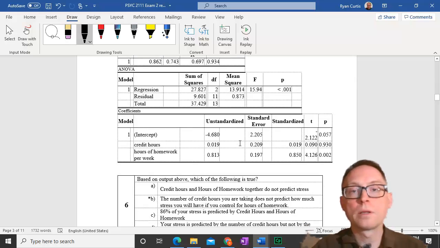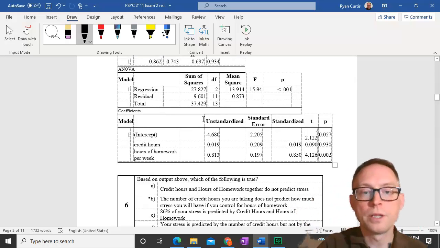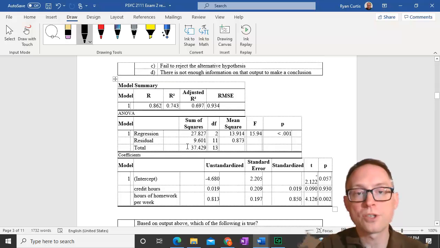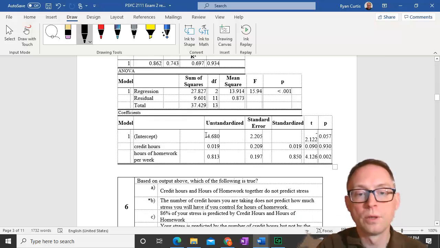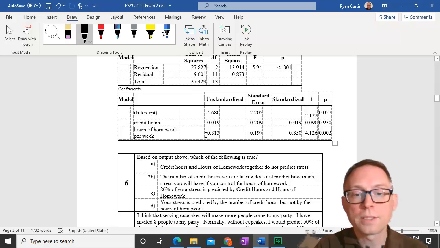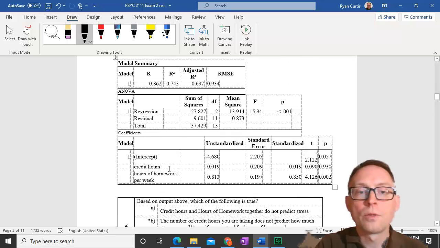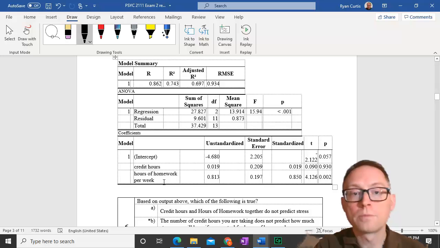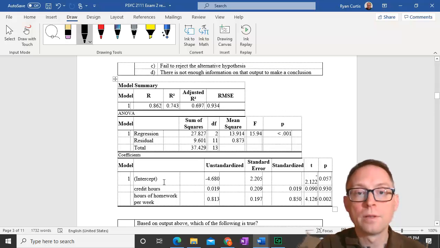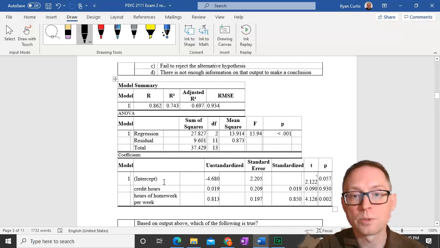Question number 6. All right, so this is a multiple regression. It's asking, based on the output, which of the following is true? What we're looking at is the combined effect. In this case, I've got credit hours and hours of homework per week on stress. The dependent variable is stress.